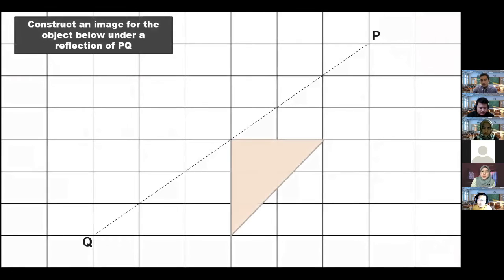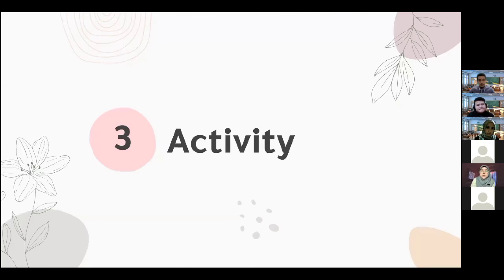For example, you are given this question, which asks you to construct an image for the object below under a reflection in PQ. So the image will be reflected through PQ, and this is how the image will be. Then we will move on to the activity.